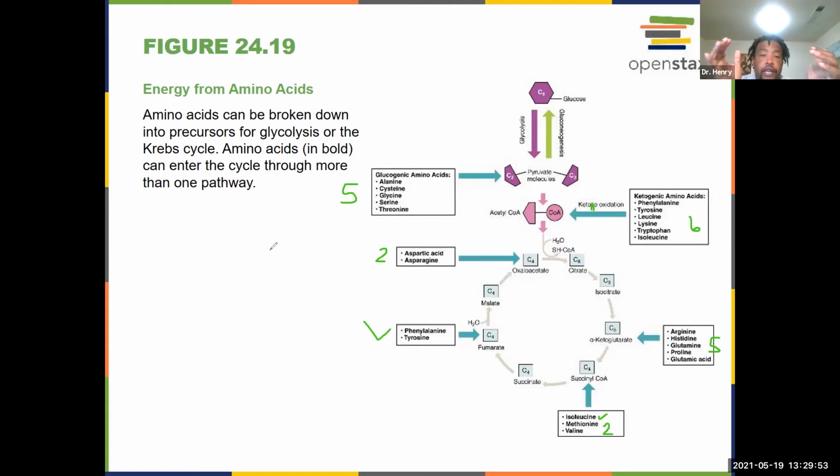And the cool thing is that they're entering at different points. So if one point gets messed up, you always have another point of entry, and so you're always able to make energy. You may be making a lot less since you're not able to use all of the amino acids, but you're still able to make energy to sustain yourself. All left over. That's good.